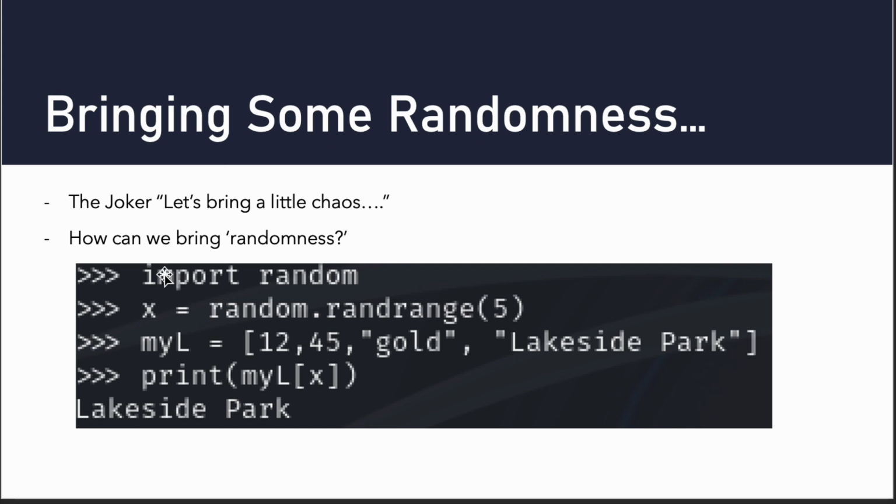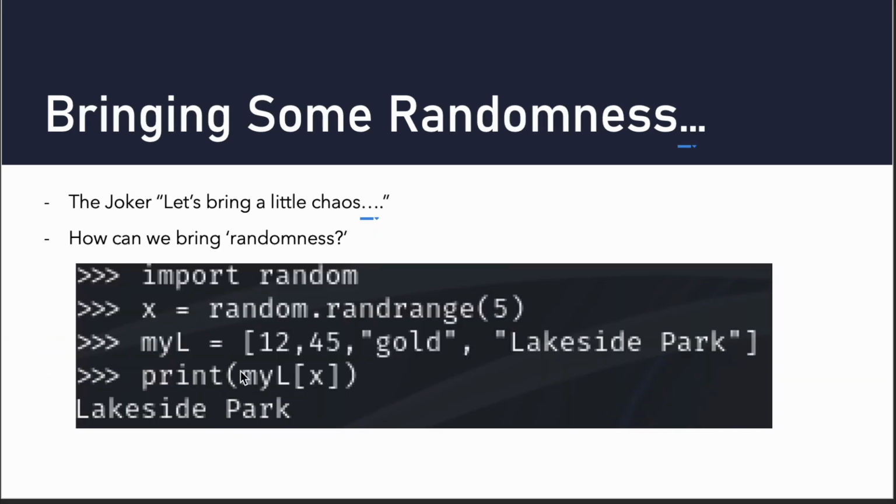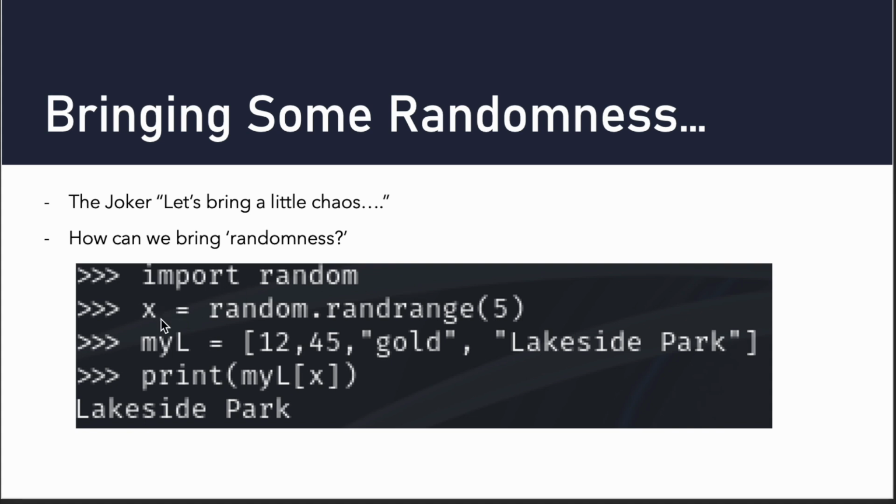There's actually the random module that we can import in Python, and we can say x equals random.randrange(5), and we could say my_list 1245, Gold, Lakeside Park, and you recall that is from the prior slide. Instead of saying my_list of the third offset, which is Lakeside Park, we could actually create a variable x equals random.randrange(5), and that would generate a random number from 0 through 4, strangely, because the 5 is the outer limit, so you don't include 5.